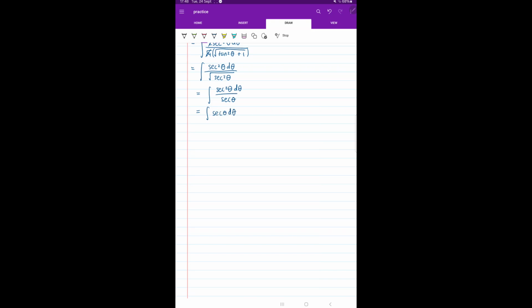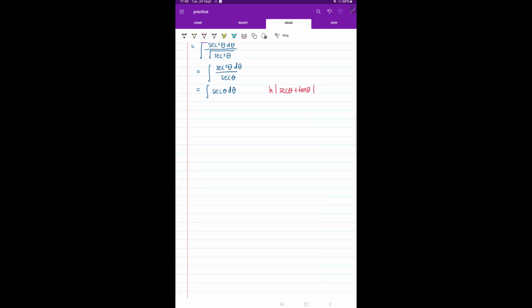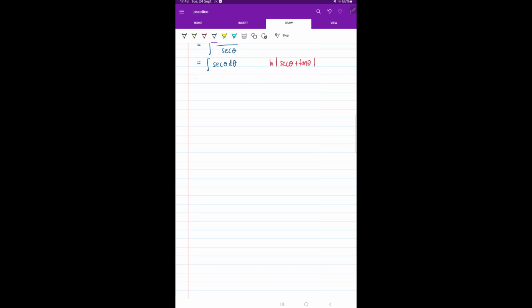Now, if you know the table of integrals, I'm not even sure if it's there, but the integral of secant theta is ln of secant theta plus tangent theta. But I'm going to do it anyways. So how do we do this integral? Well, actually I'm not going to write this down. I'll just do it in this step.